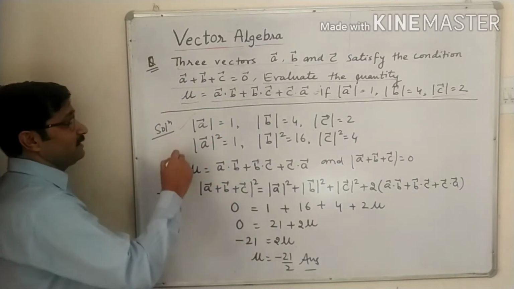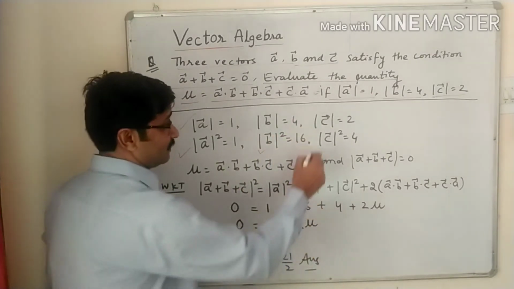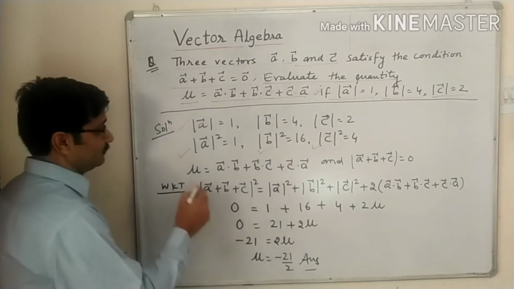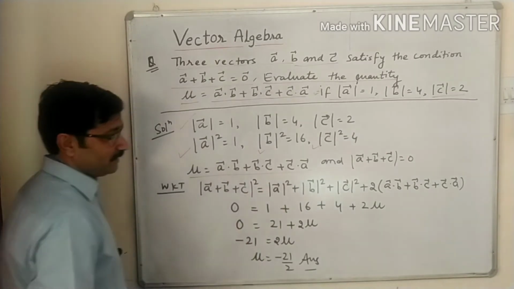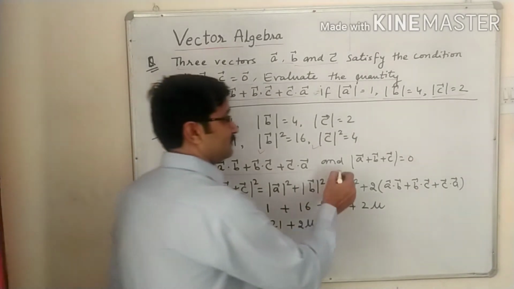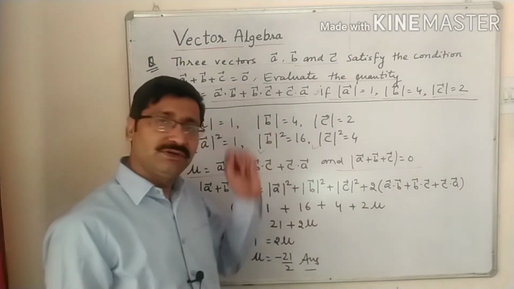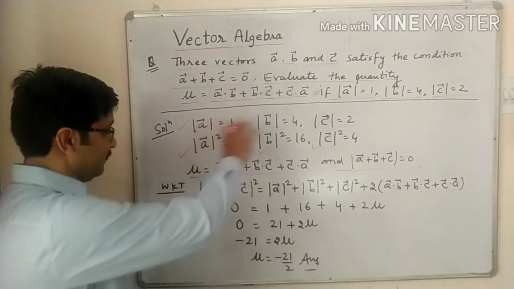So modulus a squared is 1, modulus b squared is 16, and modulus c squared is 4. Now mu is a dot b plus b dot c plus c dot a, and the modulus of a plus b plus c will be equal to 0. That is given as the 0 vector in the question. So these are given in the question only.